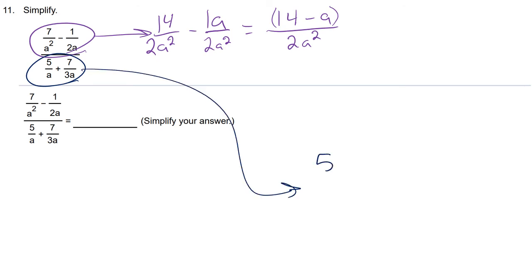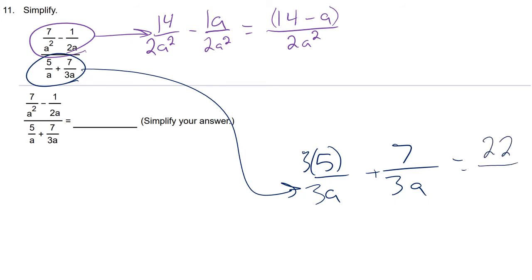The denominator has a 5 over an a, but the common denominator is going to be 3a. So I need to multiply the top and bottom by 3. And then I'm going to add it to 7 over 3a. That already has a 3a, so I don't need to change anything. And then I'm going to combine those two, and I get 3 times 5 is 15, so I'm going to get 22 over 3a.